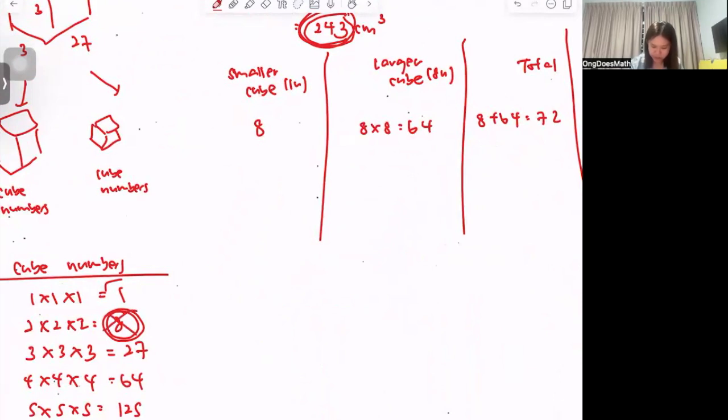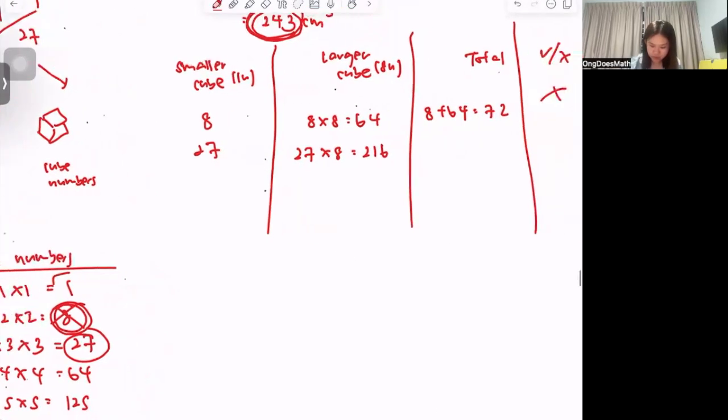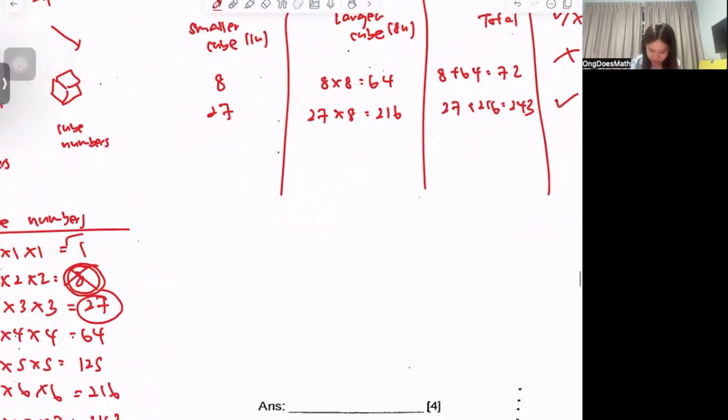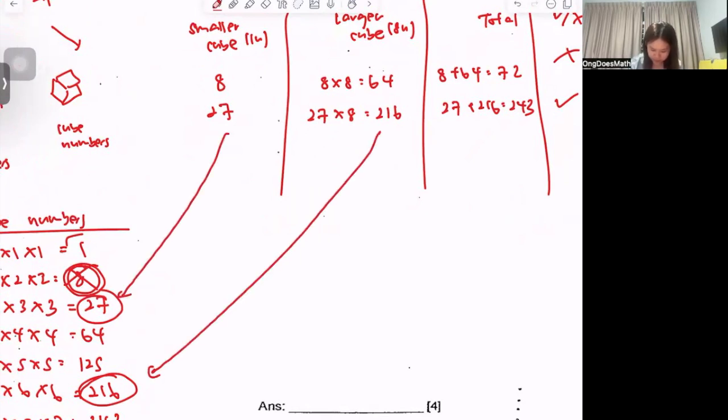Can the smaller cube be 27? If smaller cube is 27, larger cube will be 8 units of it, 8 times. So it will be 27 times 8, so it should give you 216. So 27 plus 216 gives you 243. Is it what you wanted? It is. And in fact, 216 itself is also a cube number. So both of them are actually cube numbers.